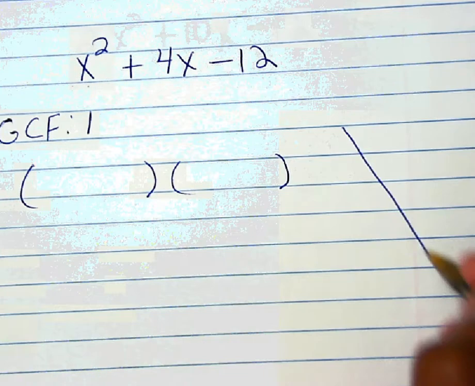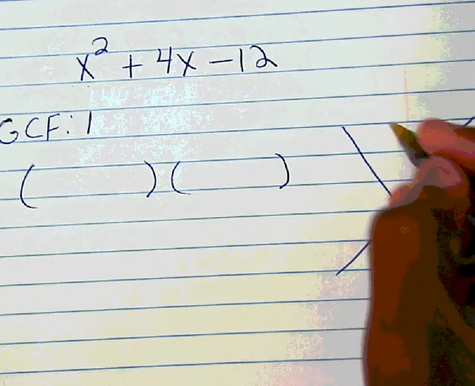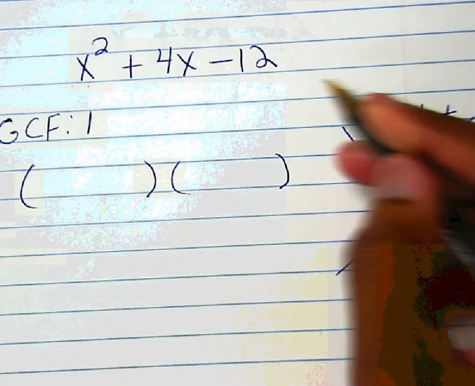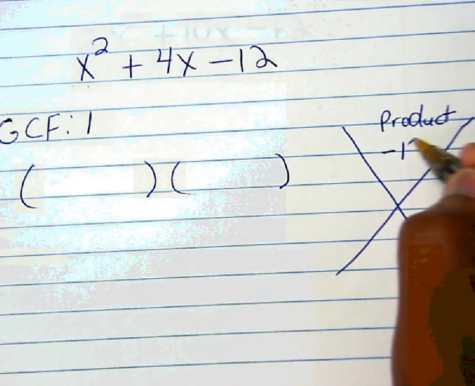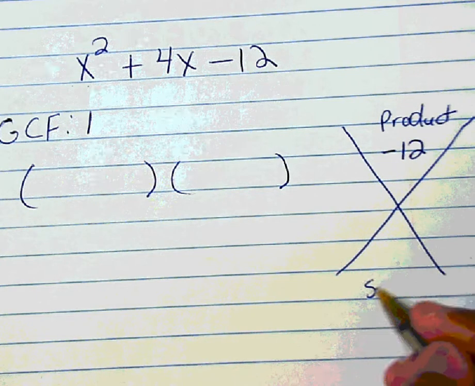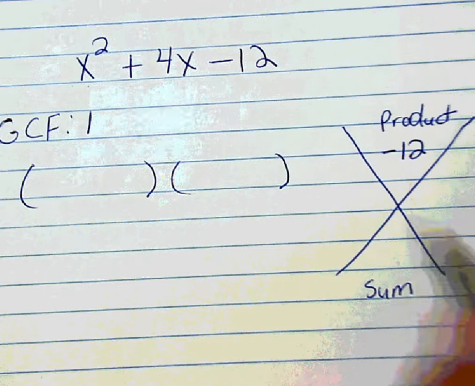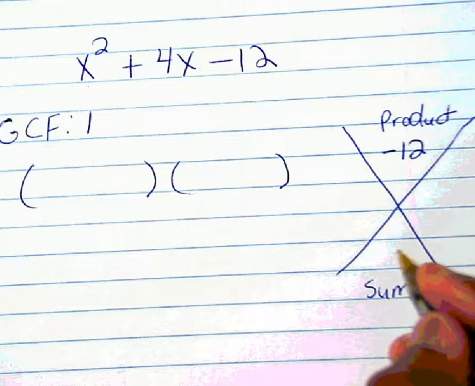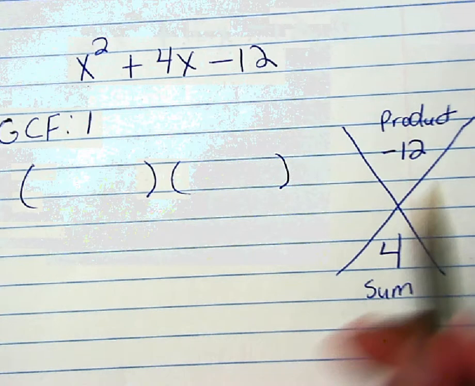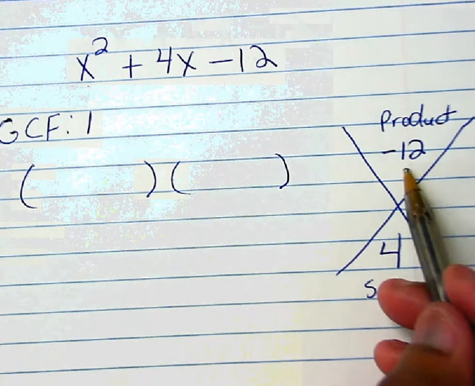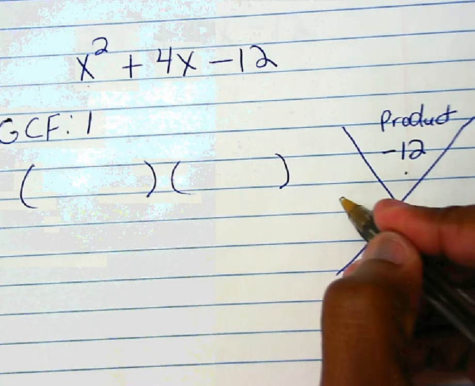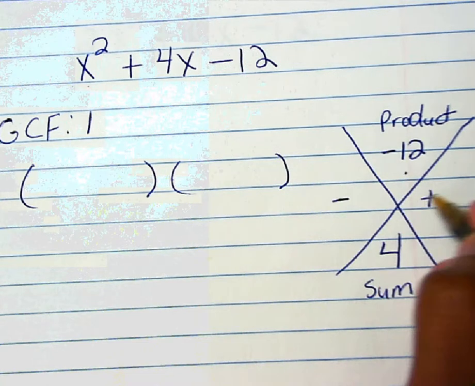Product sum, we're going to make the x. We're going to put the product on top. The product is always my c term, so negative 12. We're going to put the sum on bottom. The sum is always my b term, in this case the 4. So I need factors of 12 that differ by 4, because in order to get a negative, I'm going to multiply a negative times a positive.